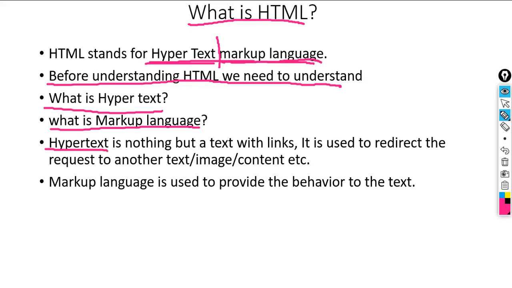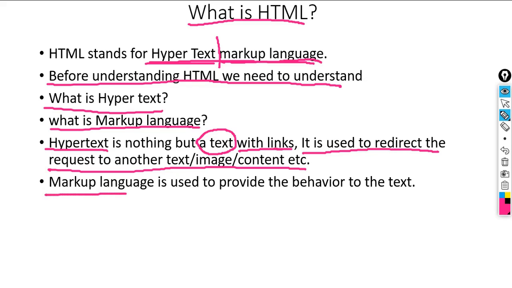Hypertext is nothing but a text only, but with links. What is a link? A link is used to redirect the request to another text, image or content, etc. So it is very clear what hypertext is: a text with links. Links are used to redirect the request to another text, image, content, etc. Now let's understand markup language.